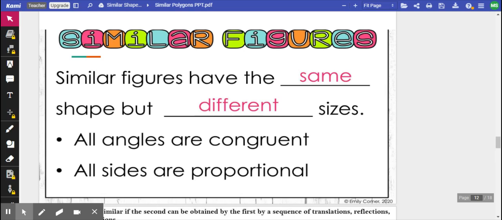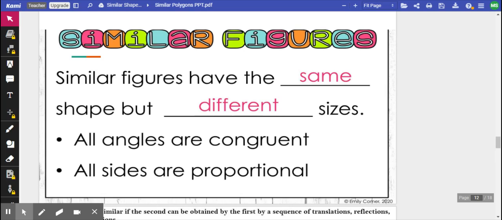That second bullet point basically means that I should be able to take any length on my smaller image, multiply it by my scale factor, and get the larger side of the bigger image. And that same thing would work for all of the sides of the shape.